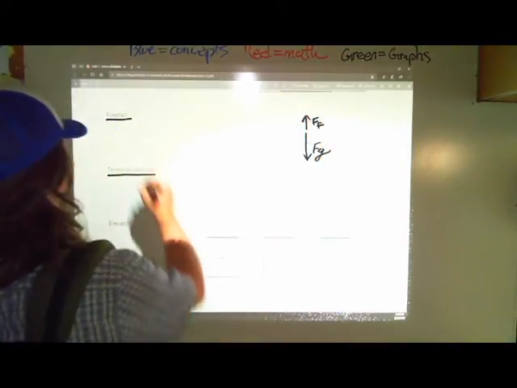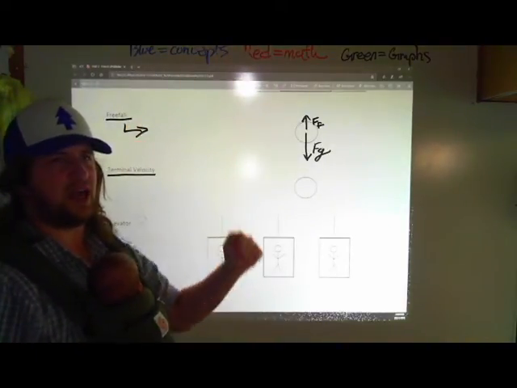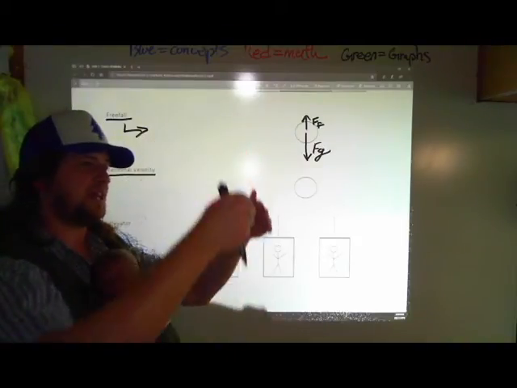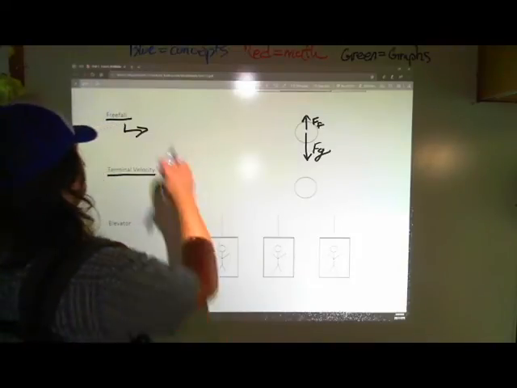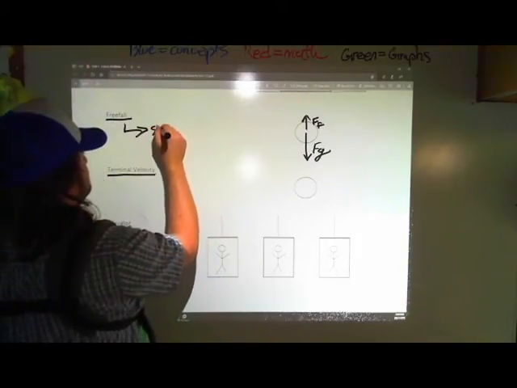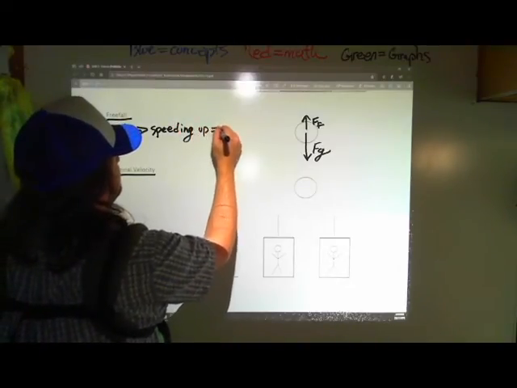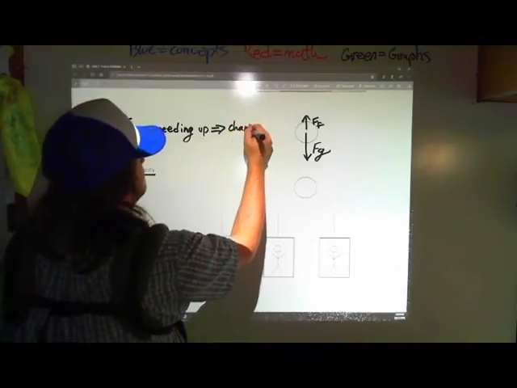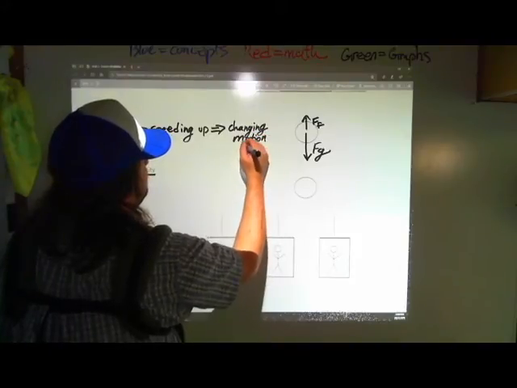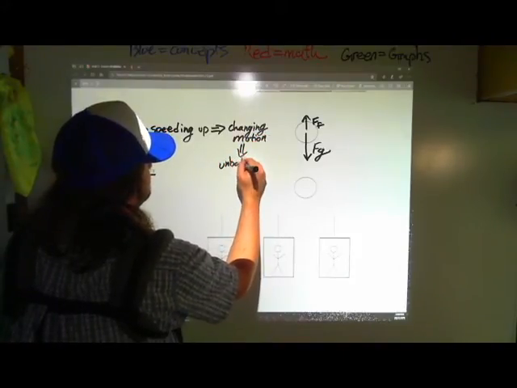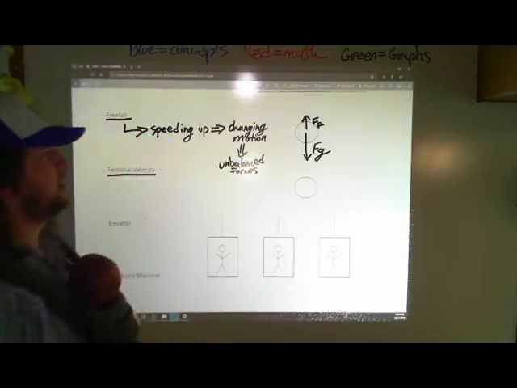The key thing to remember with free fall is that the force of friction is less than the force of gravity. When someone is experiencing free fall, their velocity is increasing as they fall downwards. When you're at free fall, you are speeding up. This means that you have unbalanced forces, or changing motion. That also, as a reminder, means that when we have unbalanced forces and changing motion, our acceleration is not equal to 0.